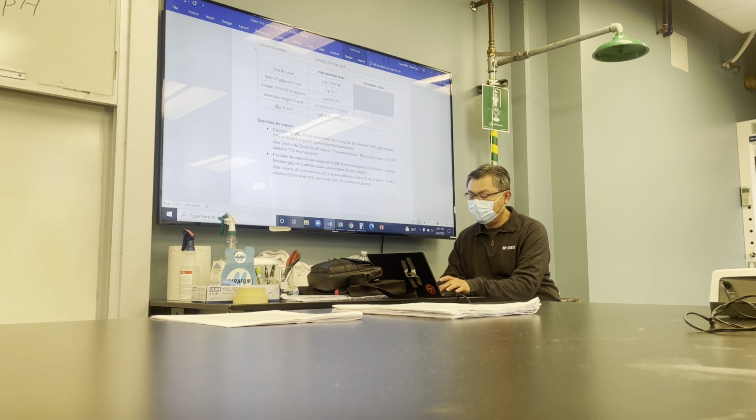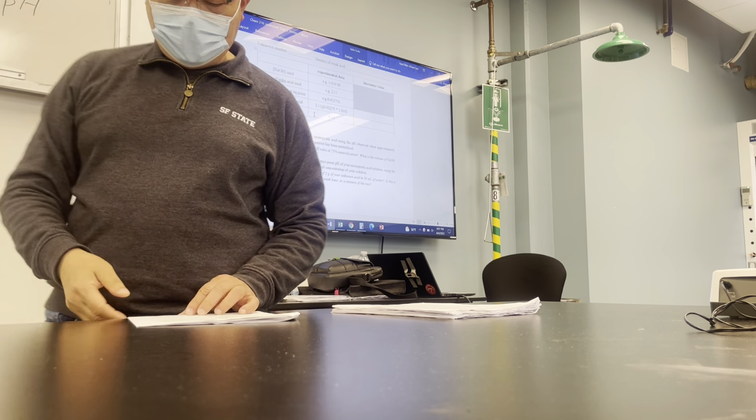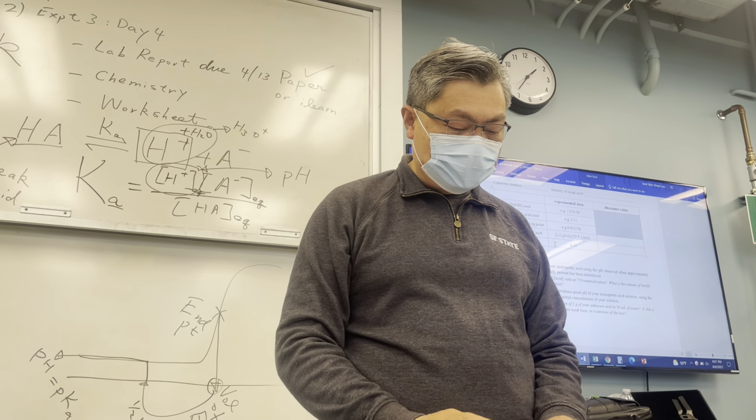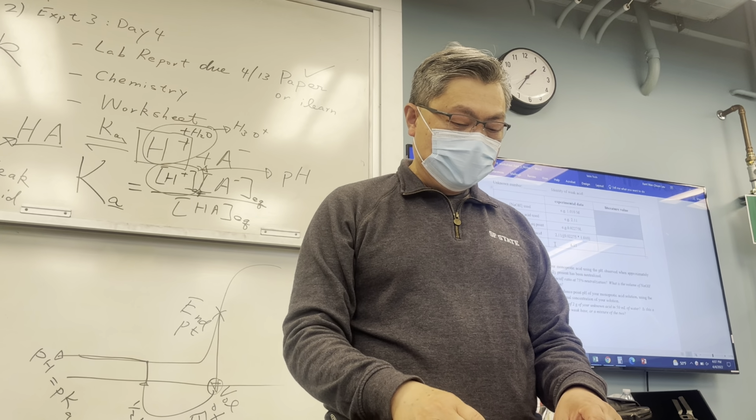Are we good? Now, 2 more boxes. Then they say, what's the literature value? All right? What do we mean? What's the literature value? So that is in the lab manual, on page 79. So we have a table in here, a list of different unknown weak acids, with the formula, and then the Ka. Everyone see that table?